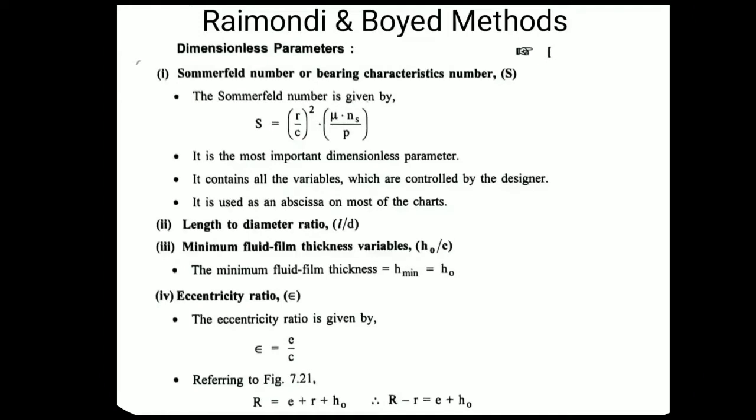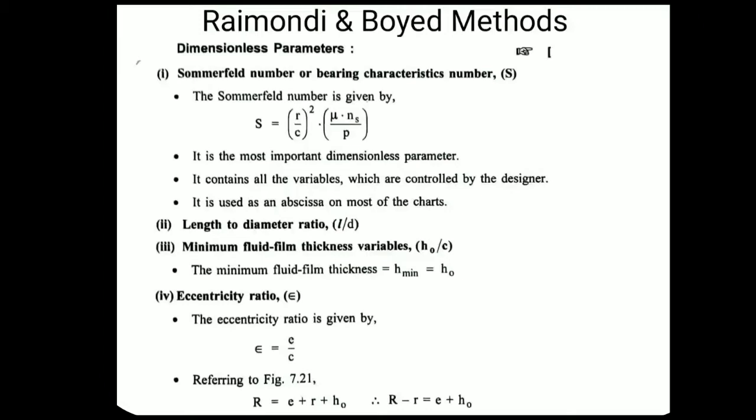Previously we have discussed Reynolds equation and Petrov's equation. Now the third scientists explained the sliding contact bearing parameters. Their names were Raimondi and Boyd, so this is the Raimondi and Boyd method.